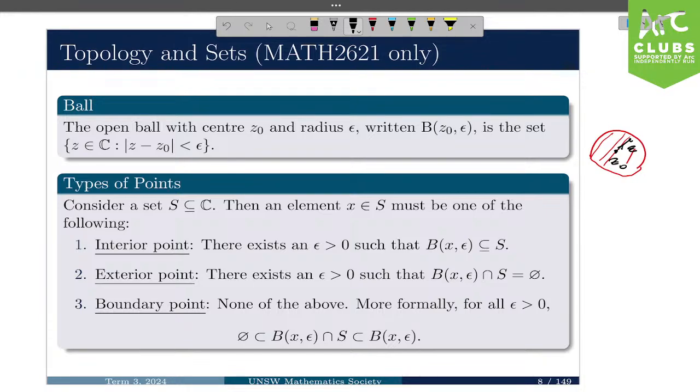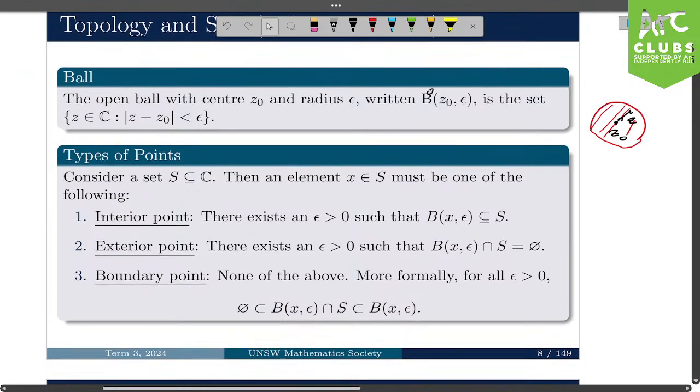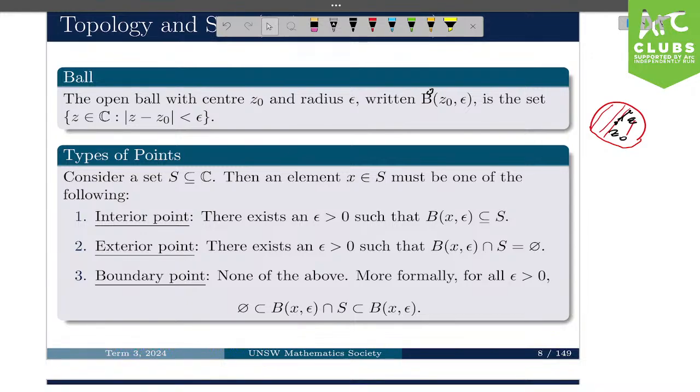We also have this notion of a punctured ball, which we denote as B with a 0 here, I believe. What this is saying is it's just the ball, but we exclude the center. And now with this idea of a ball, we can describe the interior, exterior, and boundary of some closed set. So if we have some area here, some glob here, we'll call this S.